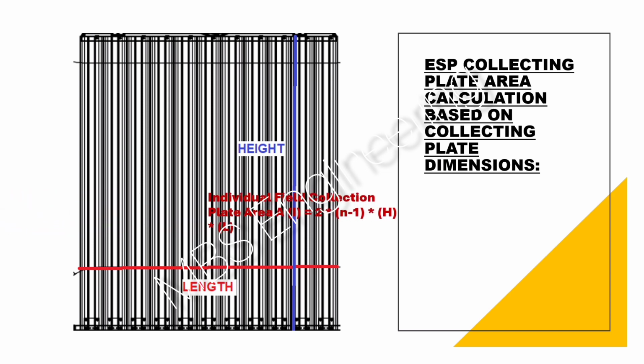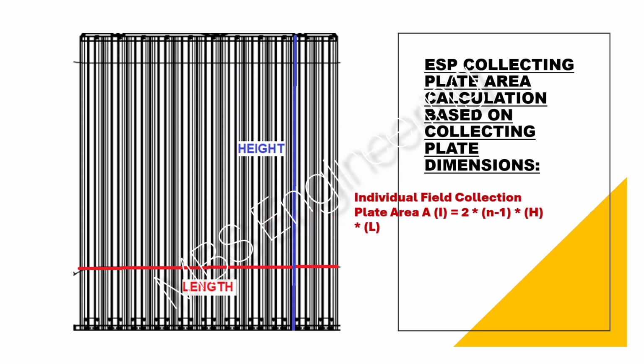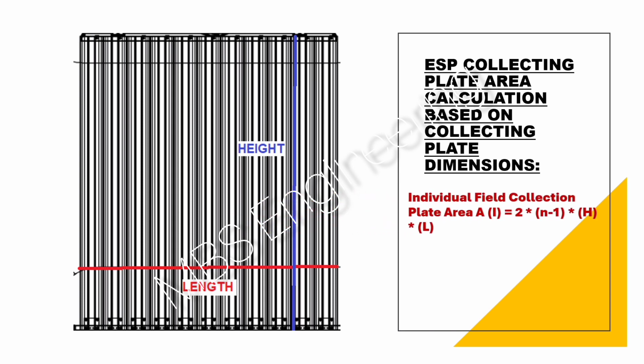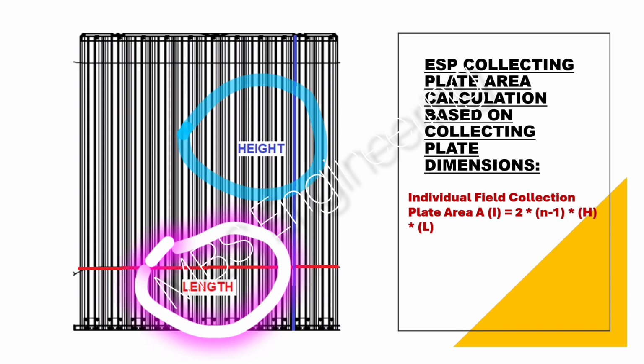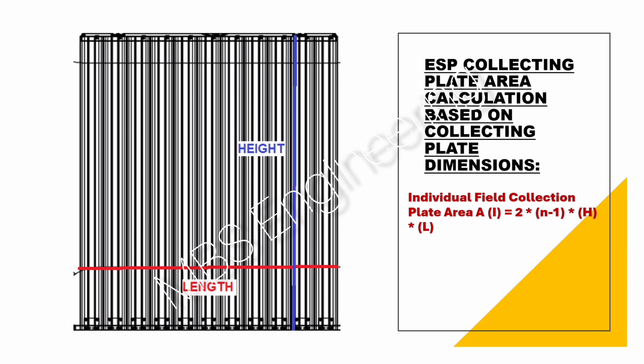Next, we are going to understand the ESP individual field collecting plate area calculation based on collecting plate dimensions. The collection plate area is calculated based on the dimensions of the plate. Since dust collects on both sides of the collection plates in the passages, the collection plate area is calculated using the below equations. Individual field collection plate area, AI, is equal to 2 multiplied by number of passages multiplied by height multiplied by length. Since dust collects on both sides of the collection plates in the passages, the above equation is multiplied by 2.